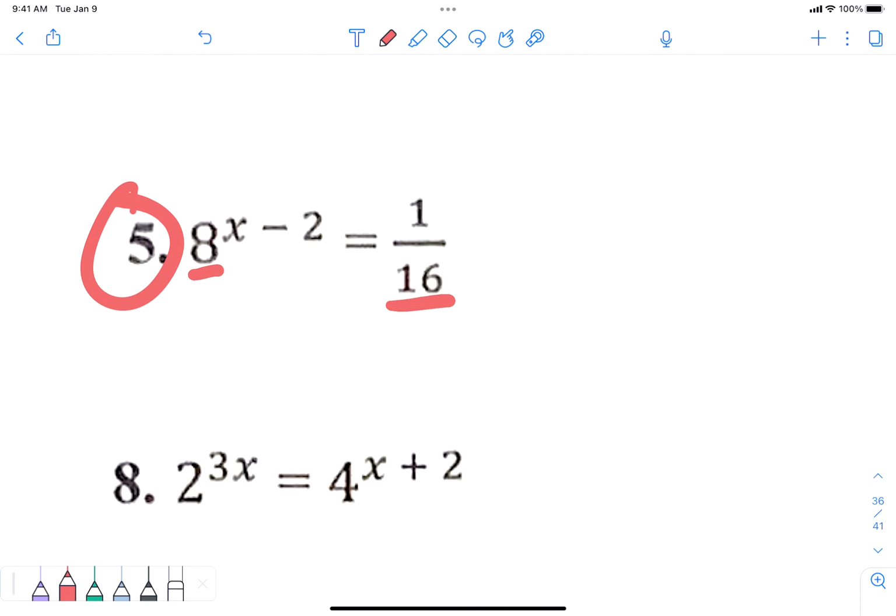But what happens if it's like 5 and 3? Like you can't get them to be the same base. What did we do in the last section with the story problems?